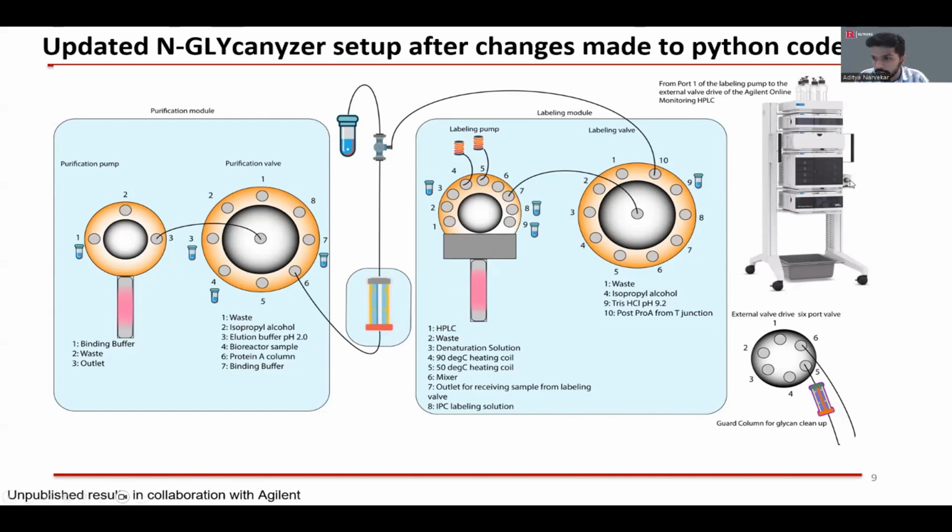You can see an external valve attached here. I have made a diagrammatic representation of the same below, and that external valve ensures the entry of the sample from the outside to the inside of the HPLC. So I'm going to explain the at-line setup using this updated N-glycanyzer workflow, and an online setup where even the sample handover to this external valve is automatic.